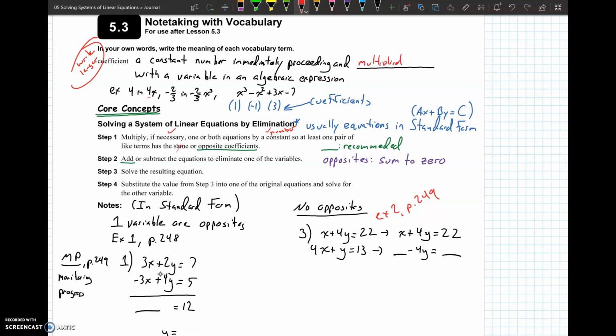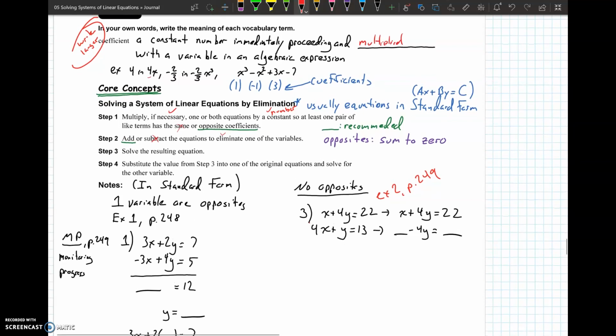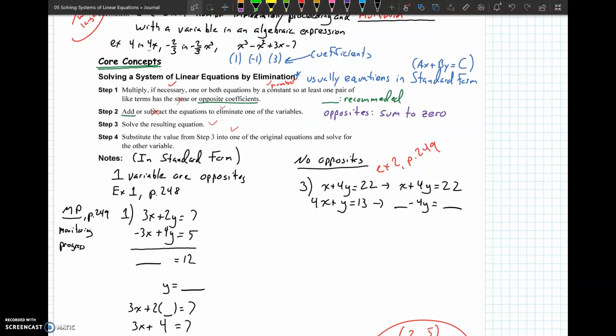Okay, the green just means it's recommended. We're going to use addition. Again, we're not going to use much subtraction because we're going to get the opposites right away. Solve the resulting equation, which is what we were doing before. Solve it and put it into one of the originals. We were doing that before.